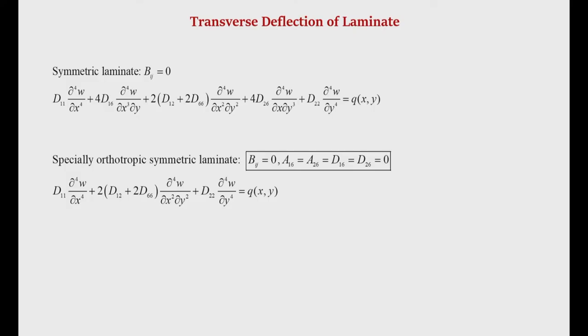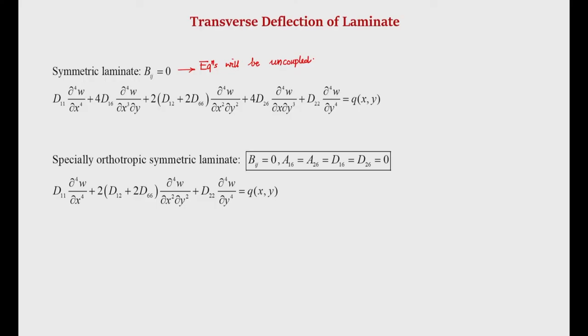Okay. However, if we consider a more simplified situation, suppose we consider a symmetric laminate. If we consider a symmetric laminate, then these three equations will be uncoupled. Okay. Equations will be uncoupled. Okay. Therefore, the only equation where this transverse deflection appears is the last, because B matrix is 0.